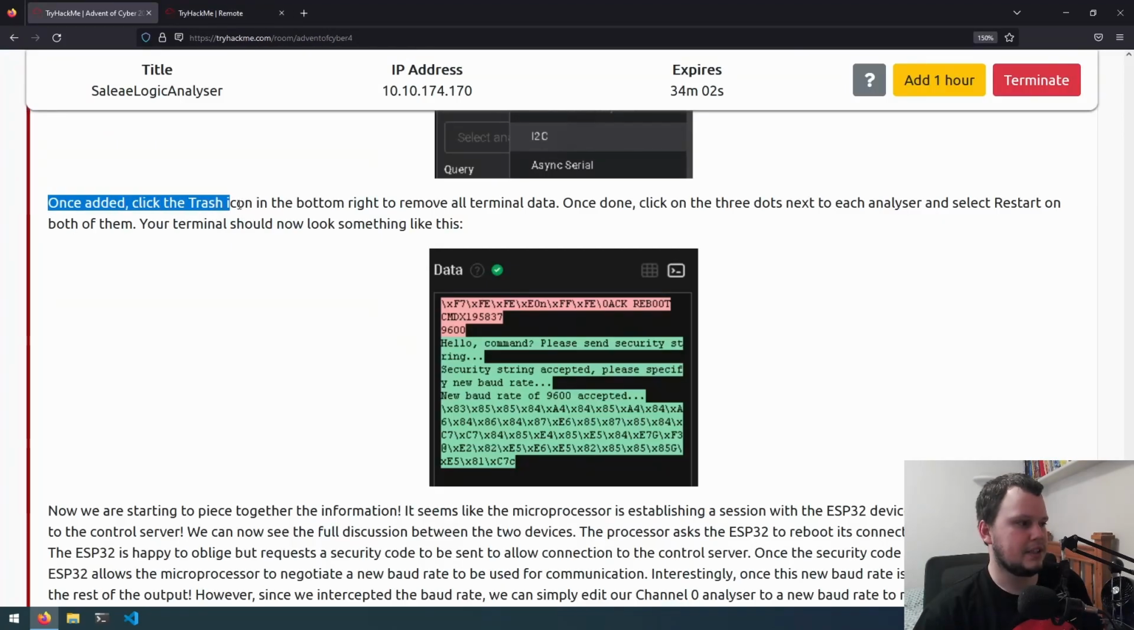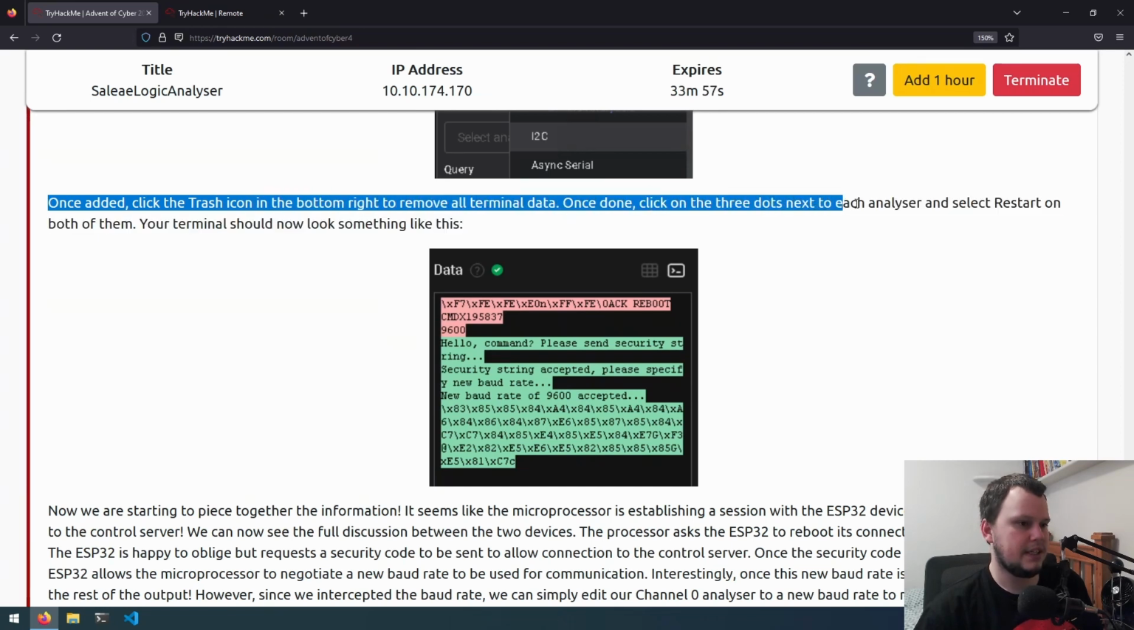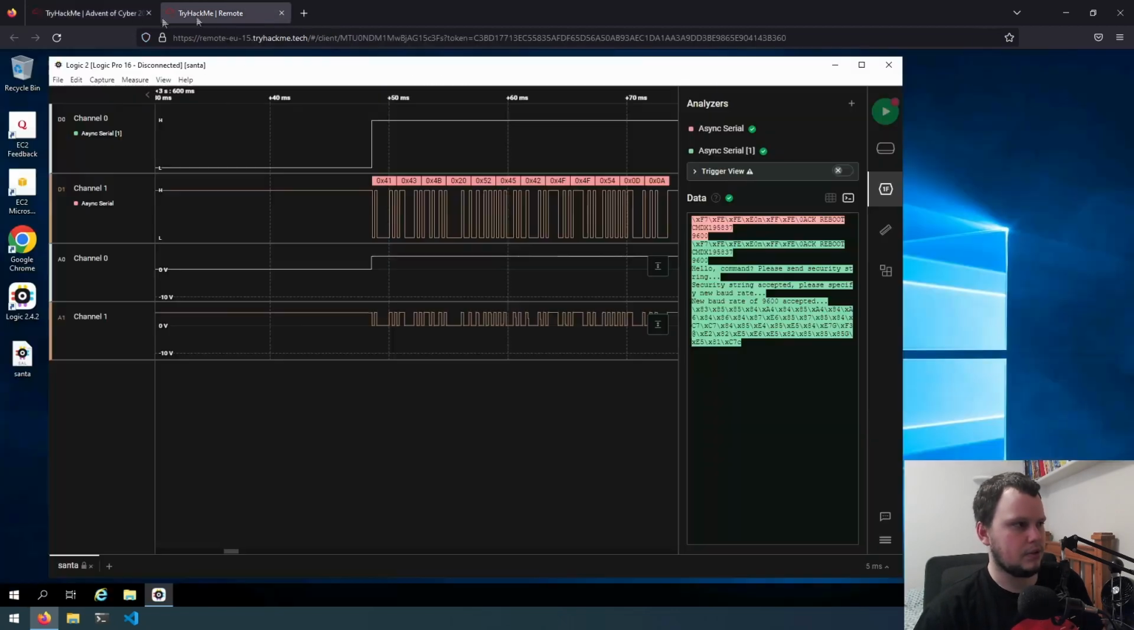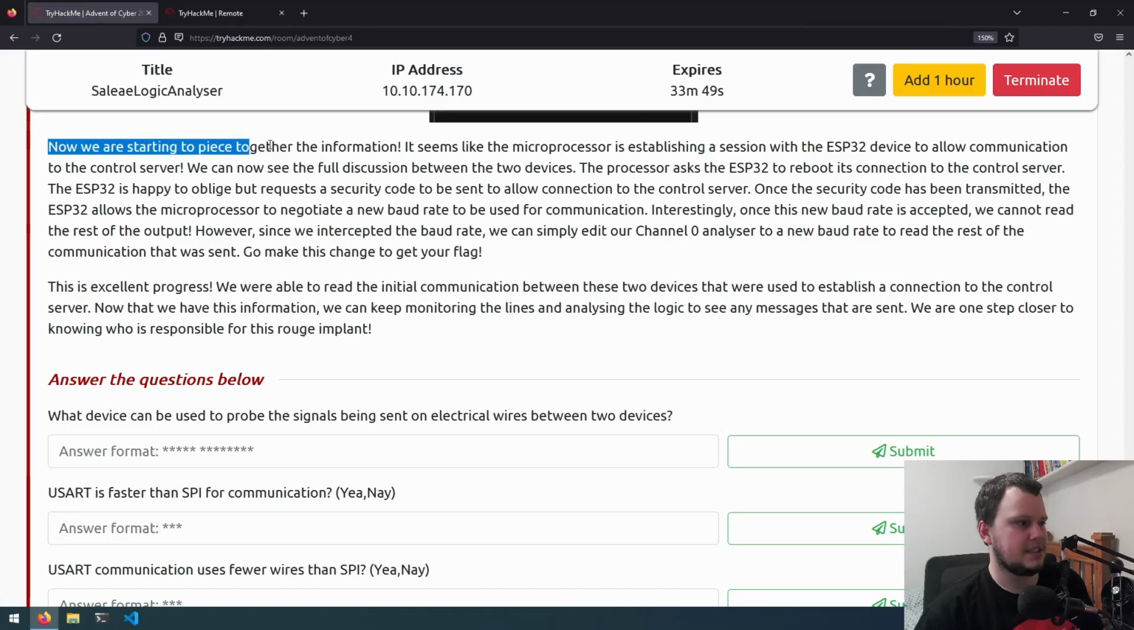Once added, click the trash icon in the bottom right to remove all terminal data. Once done, click on the 3 dots next to each analyzer and select Restart on both of them. Your terminal should show you something like this, which it's already showing for us. Now we are starting to piece together the information.